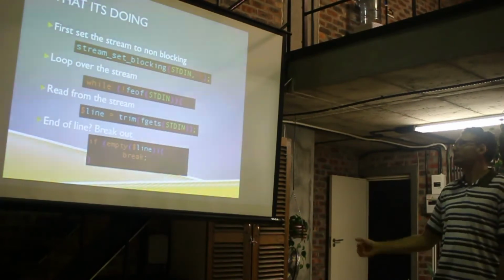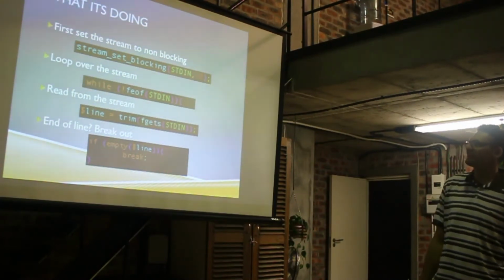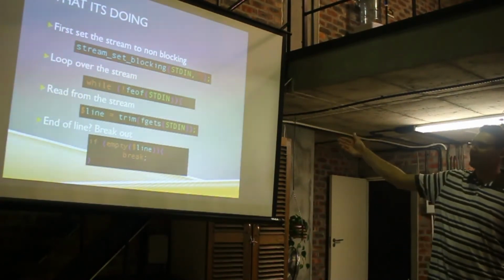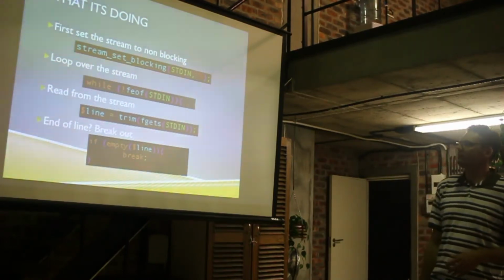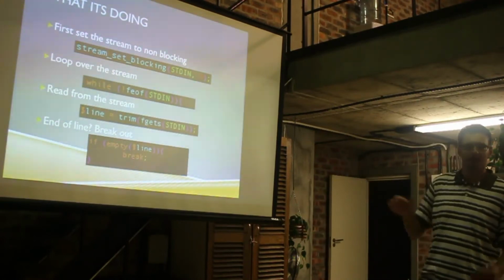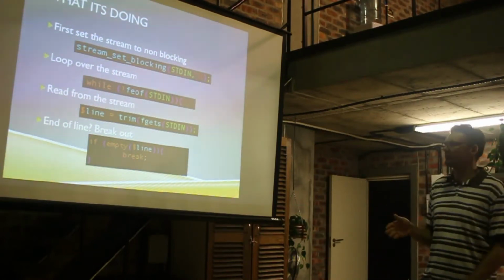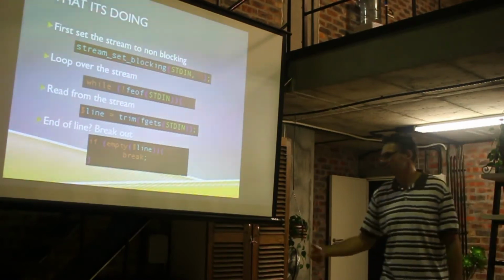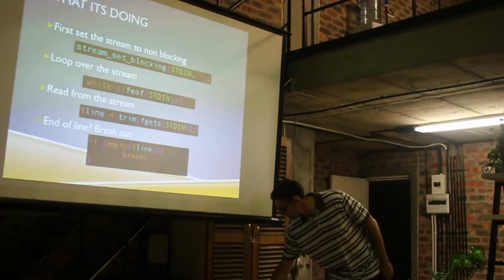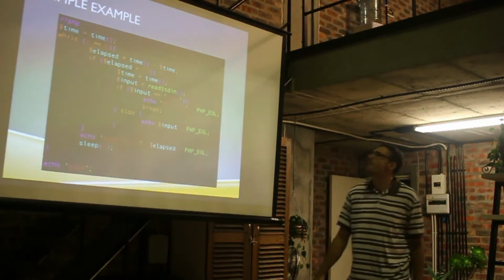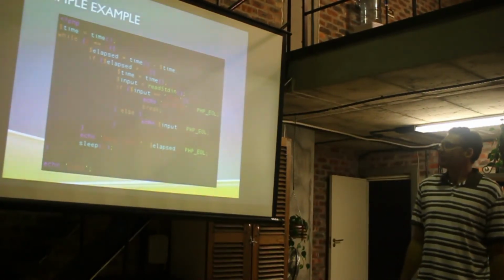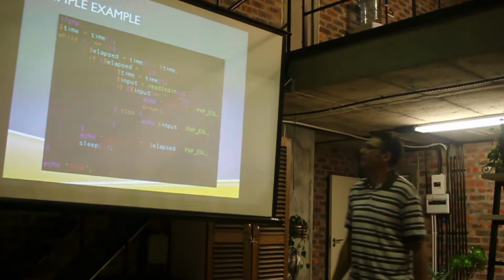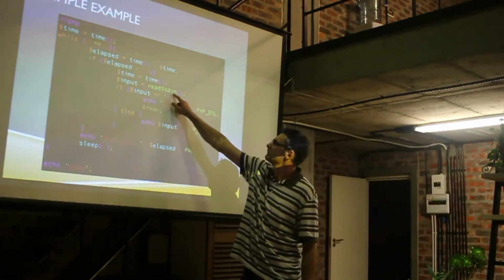Okay, so what it's doing, which is exactly what I just did, set it to not blocking, loop over the stream itself, read from the stream, so that obviously goes and fetches the default number of bytes from the stream. If it's empty, break out, carry it on.